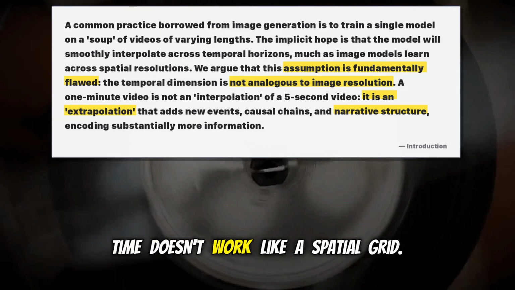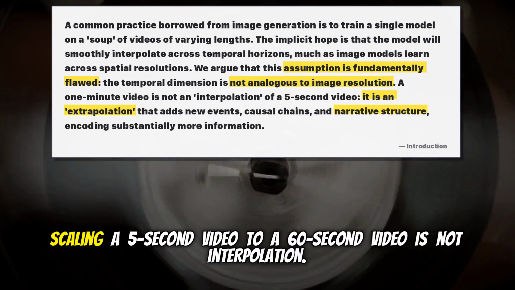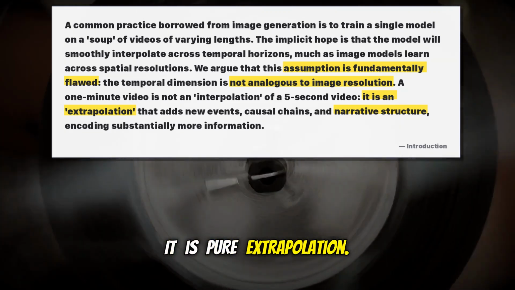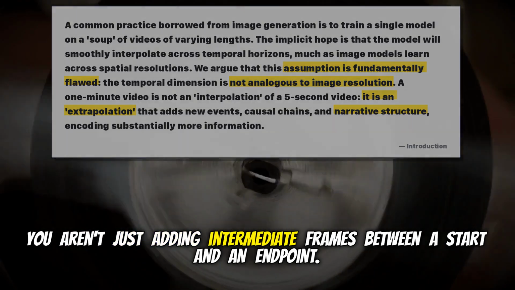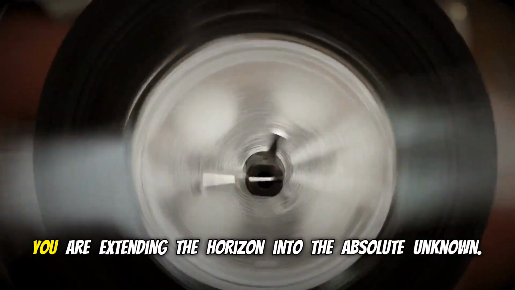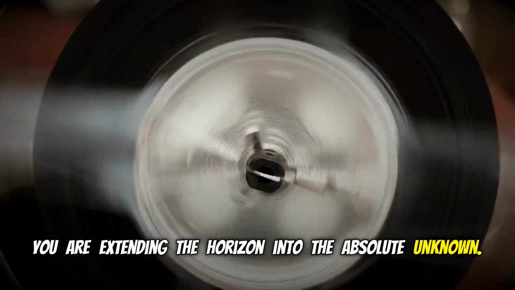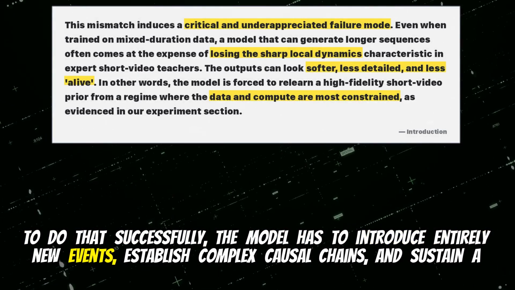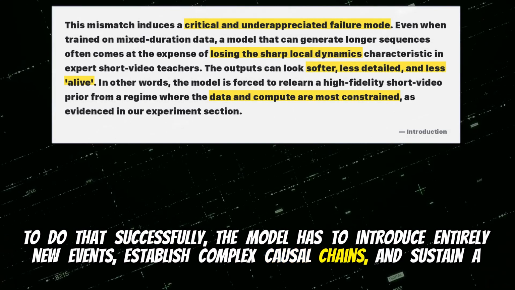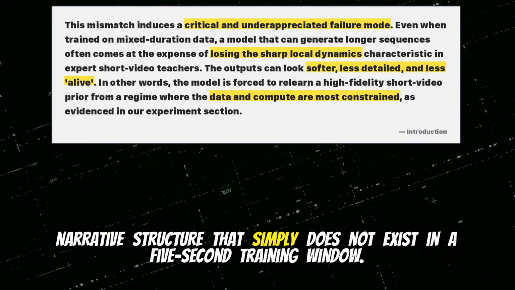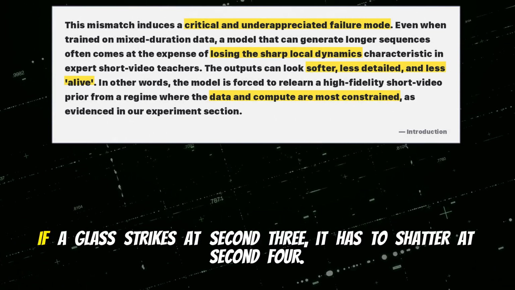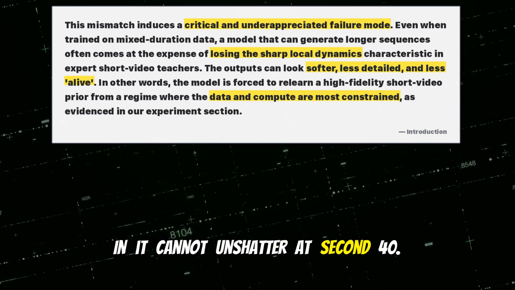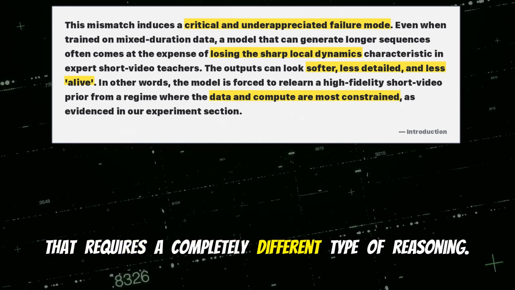But time doesn't work like a spatial grid. Not at all. Scaling a 5-second video to a 60-second video is not interpolation. It is pure extrapolation. You aren't just adding intermediate frames between a start and an end point. You are extending the horizon into the absolute unknown. To do that successfully, the model has to introduce entirely new events, establish complex causal chains, and sustain a narrative structure that simply does not exist in a 5-second training window. If a glass strikes at second 3, it has to shatter at second 4. And it cannot unshatter at second 40. That requires a completely different type of reasoning.